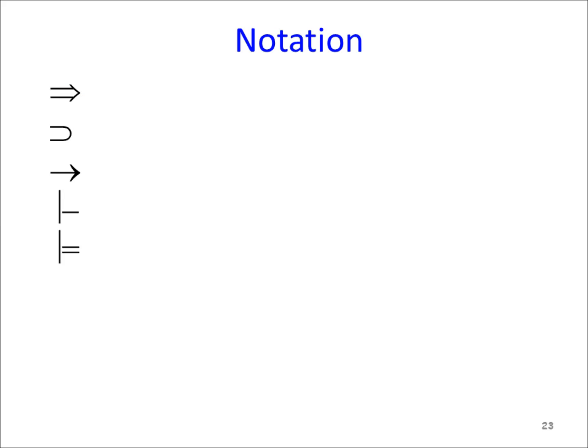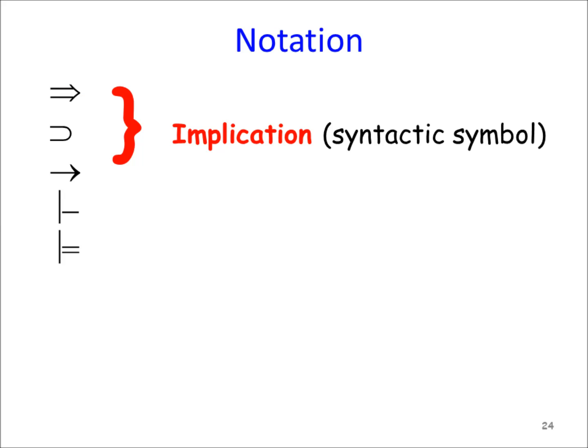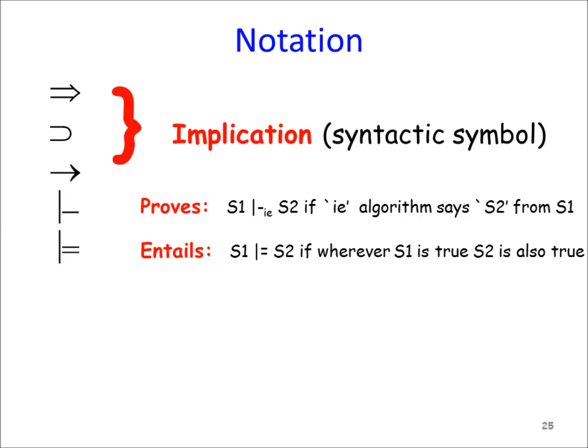Let's look at some other notation. These are the various notations for implication. X implies Y, X doubly implies Y, same thing. They're just different notations. These are the more interesting ones, and probably new to you. The first notation, with a single horizontal bar, says proves. It's a notation for an algorithm, not for the reality of the world. S1 proves S2 if there is an algorithm which will say S2 based on the knowledge that it had, which is S1.